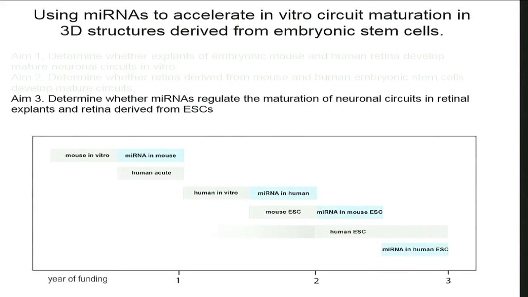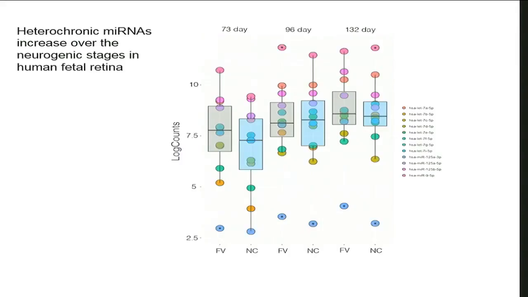And then lastly, we plan to manipulate the microRNAs to try and see whether we can speed this process up. This just shows the human fetal retina samples that were developing. These are just in vivo prepared samples, but you can see the microRNAs for this heterochronic pathway are generally going up in the human samples as well.